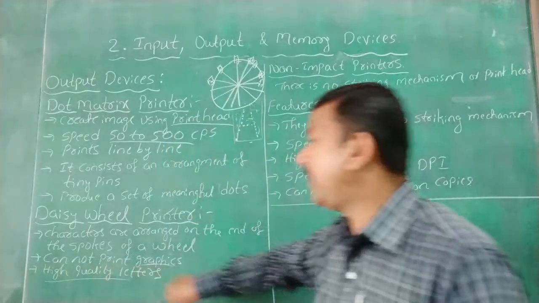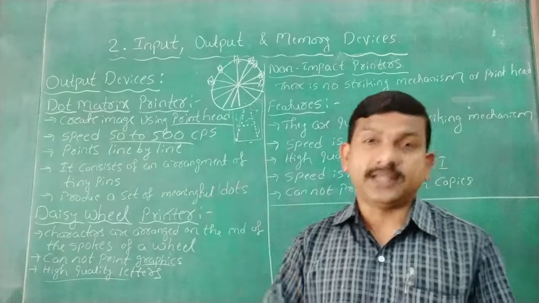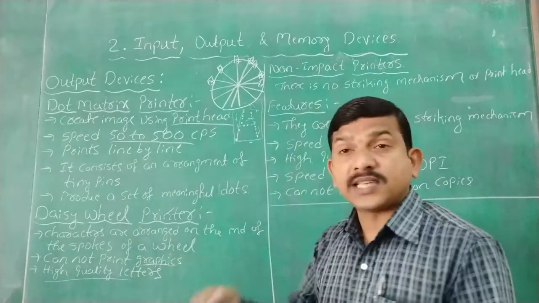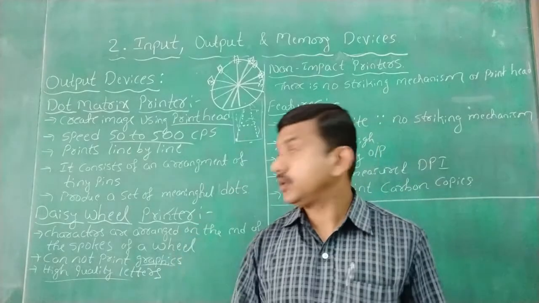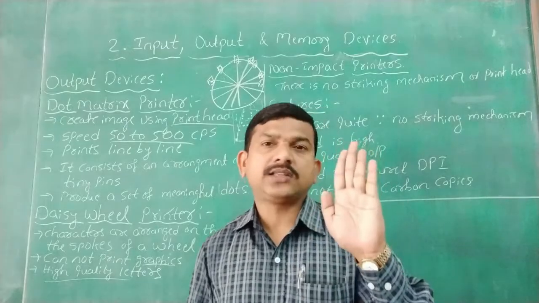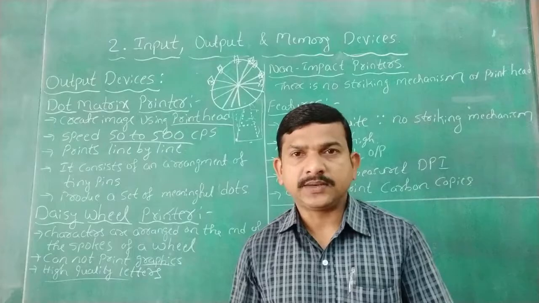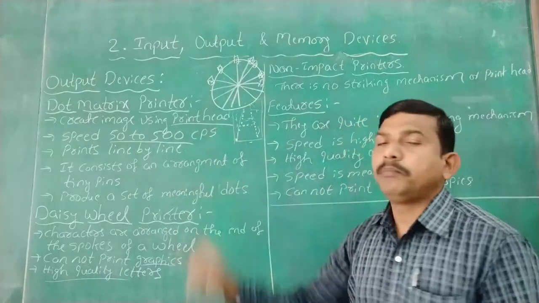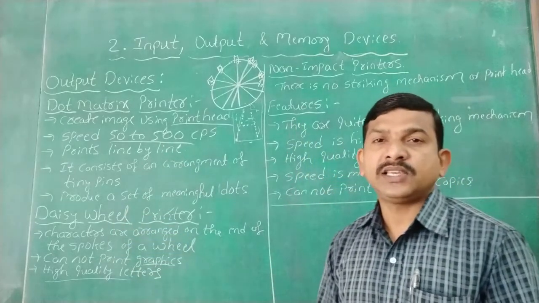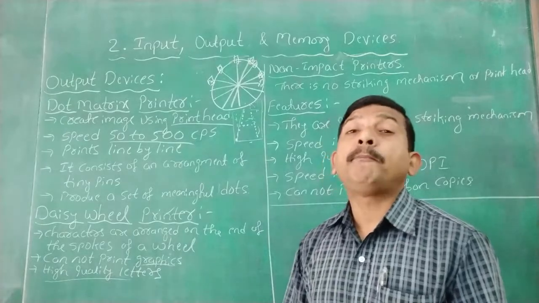And whatever we are printing, those are high quality fonts or letters. Compared to a dot matrix printer, if you print some text using a daisy wheel printer, the result on paper is very good. Is it clear? So these are brief introductions about the dot matrix printer as well as the daisy wheel printer. These two are the best examples of impact printers.